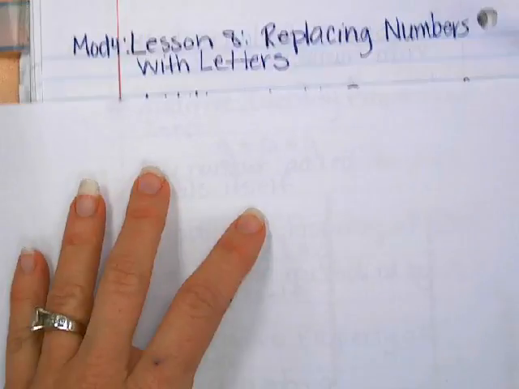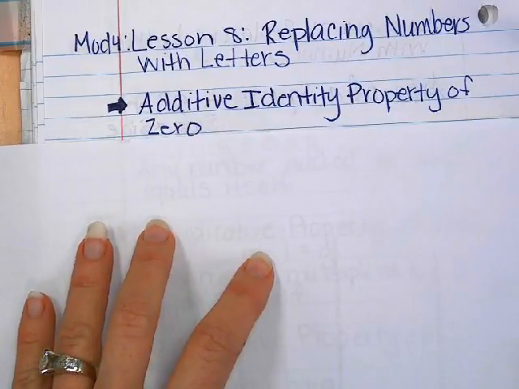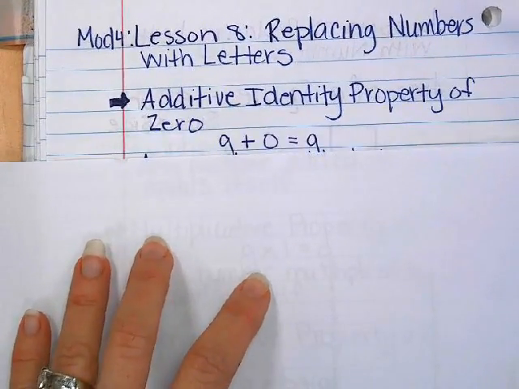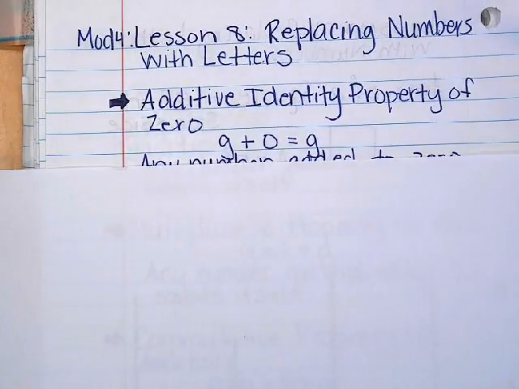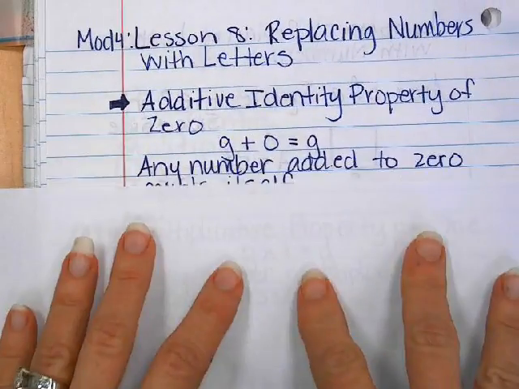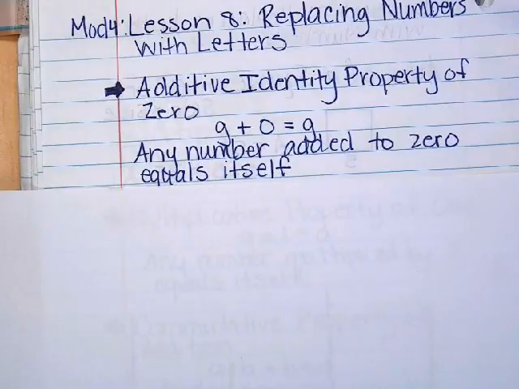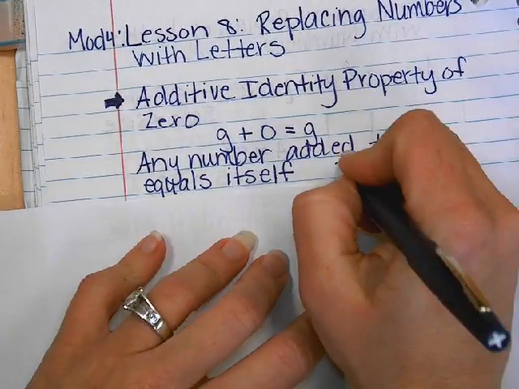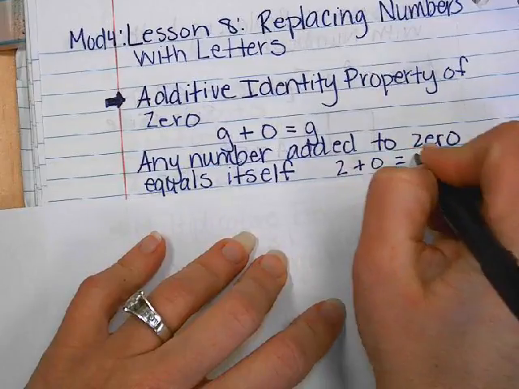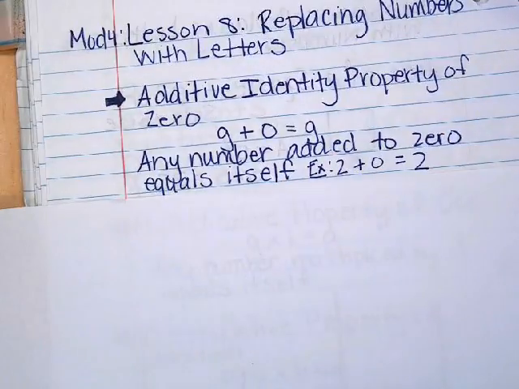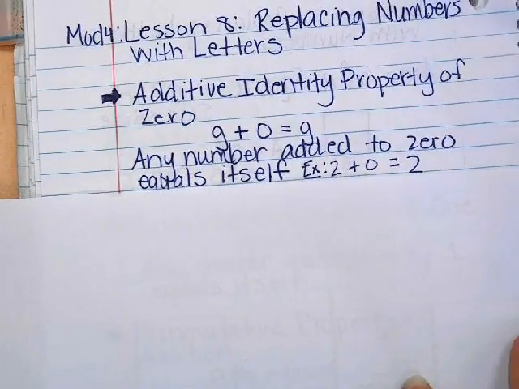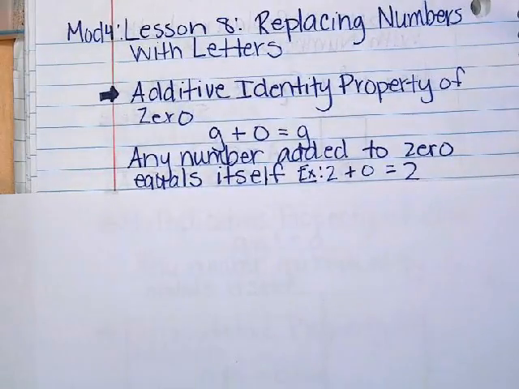So the first one we're going to look at is the additive identity property of 0. What that says is that G plus 0 equals G. And what that means is any number plus 0, you get itself back. So you could replace the G with any variable. Remember, the letter is a variable. So any number added to 0 equals itself. An example of that might be 2 plus 0 equals 2. That would be a simple example, so that any number, when you add 0, you get the same number back. These are probably things that you already know. You just might not have known they were called an identity or a property.